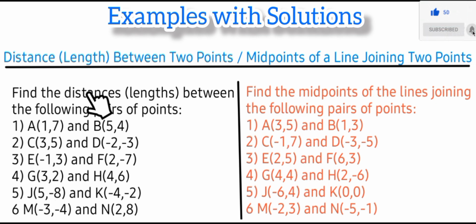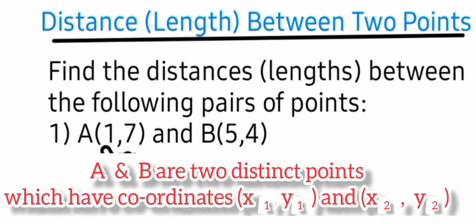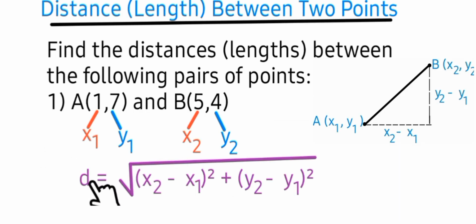Let's start with finding the distances or lengths between the following pairs of points. Let's take the first one. A and B are two distinct points which have coordinates x1, y1 for point A, while point B has x2, y2 respectively. The distance between these 2 points, A and B, can be calculated using the following formula. D equals the square root of (x2 minus x1) squared plus (y2 minus y1) squared.